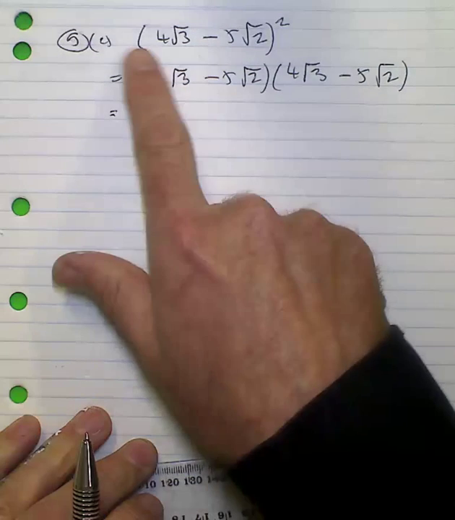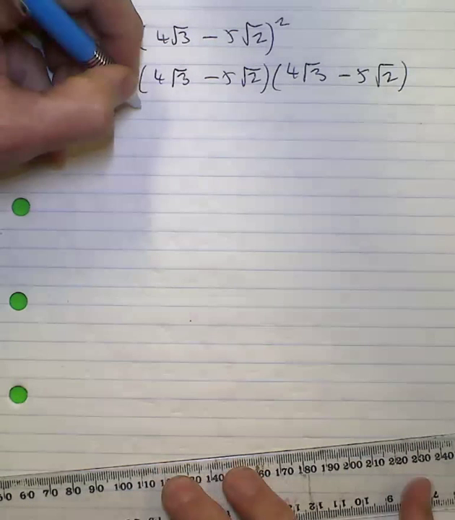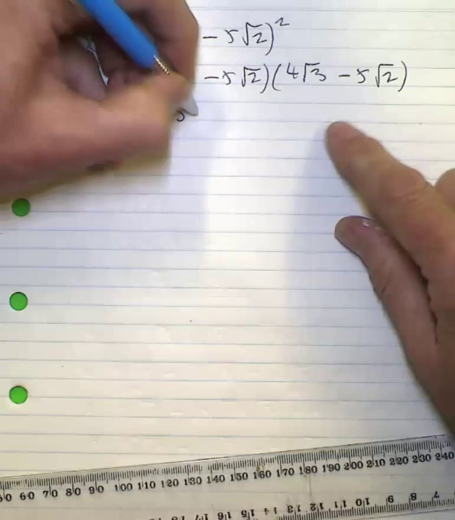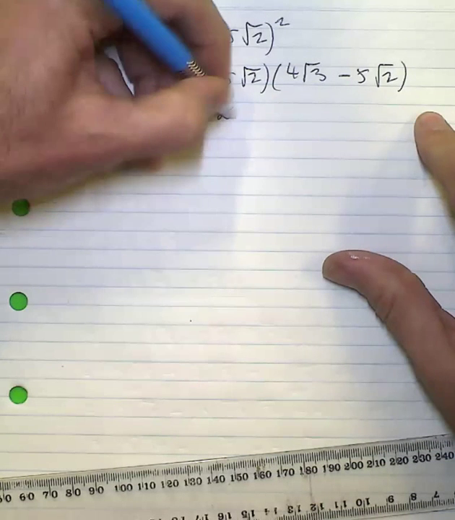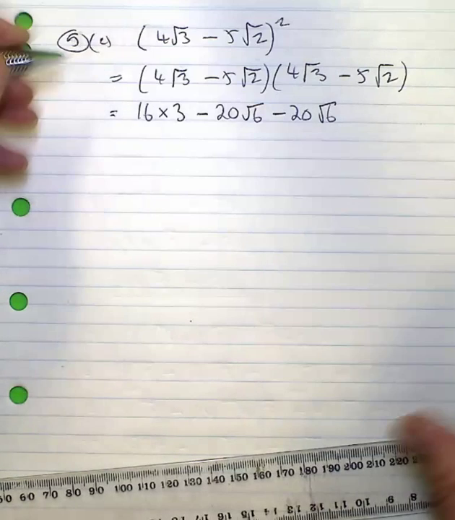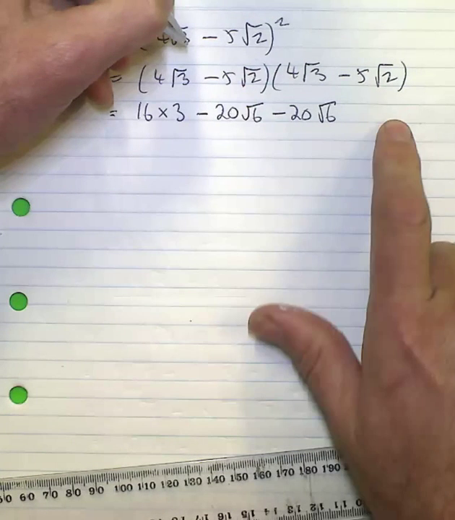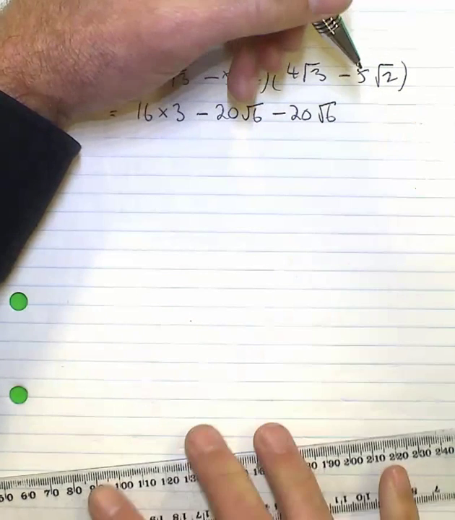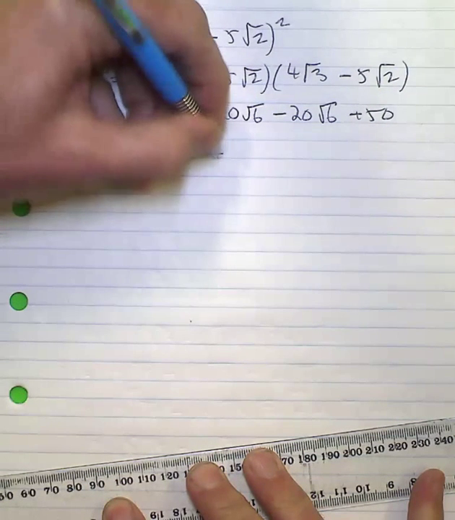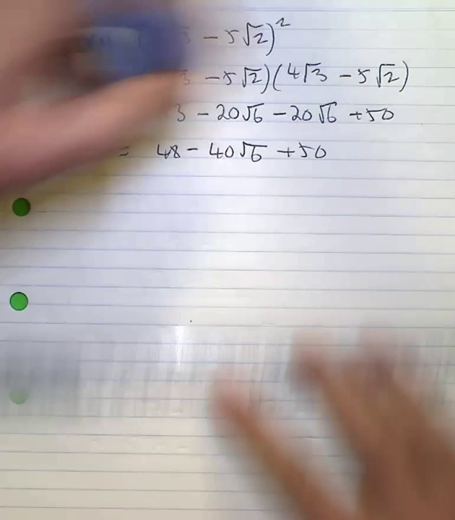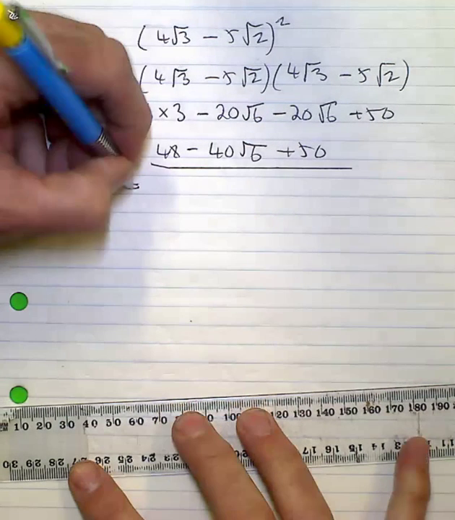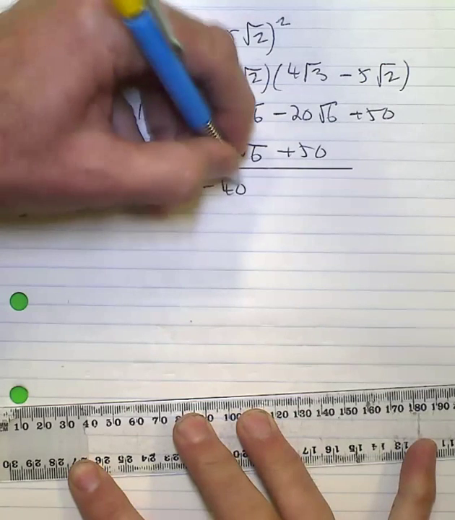In 5C, I've written that out in the expanded form. So it'll be 16 times root 3 by root 3 is 3, minus 20 root 6, minus 20 root 6, can't simplify that, but 25 lots of 2, 2 times 25 is 50, so I'll have 48, take 40 root 6 plus 50 as my answer, which of course I should have written as 98, take 40 root 6.